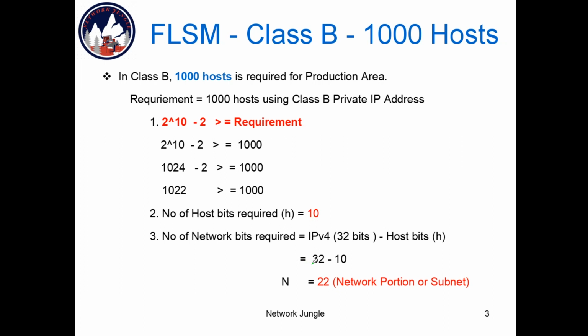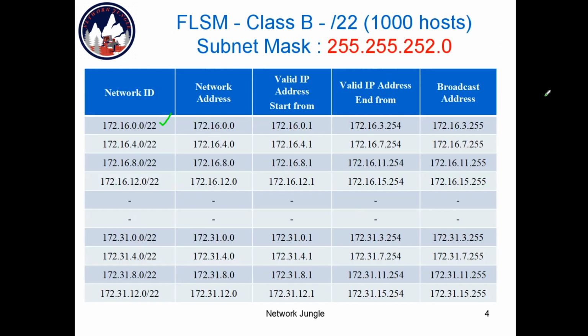IPv4 is 32 bits. So 32 minus 10, we get n equal to 22. So we need to use the subnet value /22. The first 22 bits are the network portion, and the remaining 10 bits are the host portion.